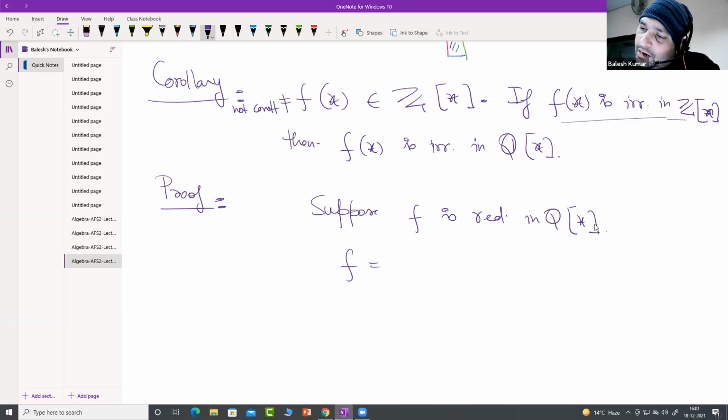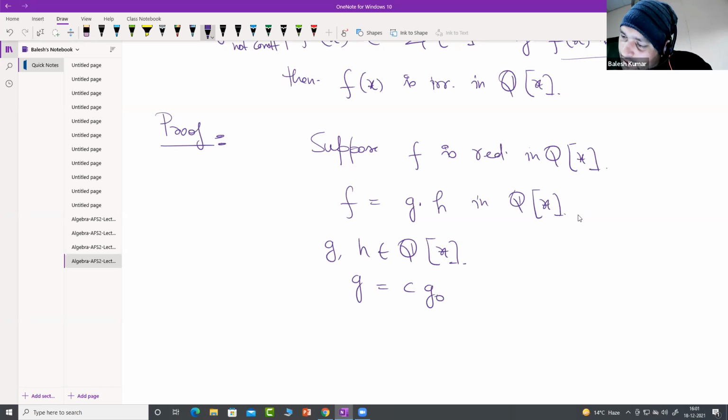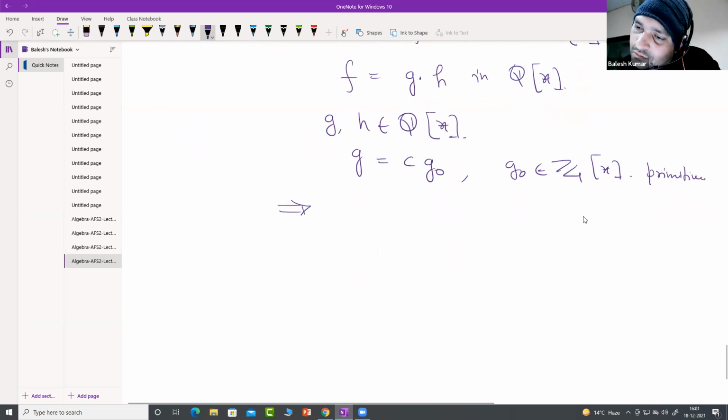That means you can write f as g times h in Q[x]. Now since g and h belong to Q[x], we can write g as some constant times g0, where g0 belongs to Z[x] and is primitive. And then we can see that g0 divides f in Q[x].